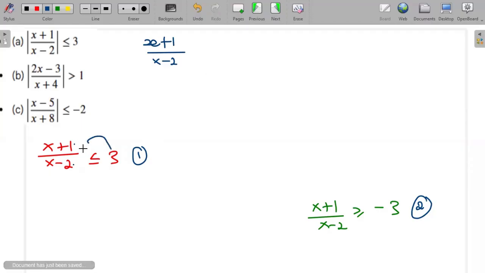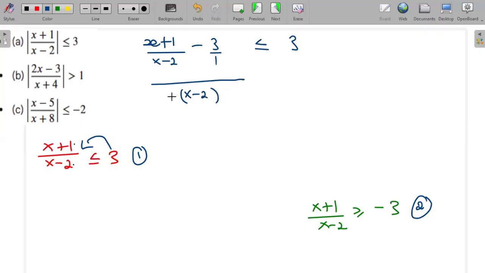So I'll bring this to the other side, so that will be minus 3 over 1, less than or equal to 3. Then I'm going to combine them. So that will be (x + 1)/(x - 2) minus 3 over 1. The (x - 2) cancels out, so it will just be 1, then multiplied by (x + 1), that will be x + 1. Then minus 3, multiplied by 1 into this it will be (x - 2), so I'll write (x - 2) there.